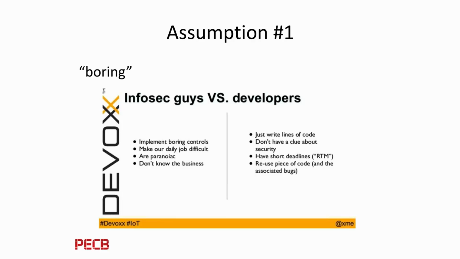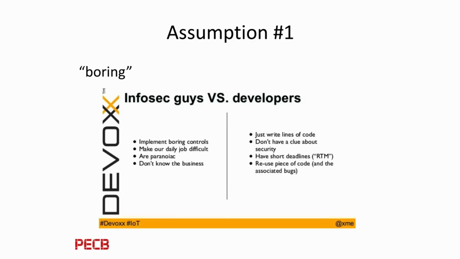There is some sort of culture clash between both sides, and infosec looks at development as they just write lines of code and they don't know what they do about security. They have short deadlines and they always reuse the same code over and over again. So that's the way infosec looks at development, and it's also the other way around.